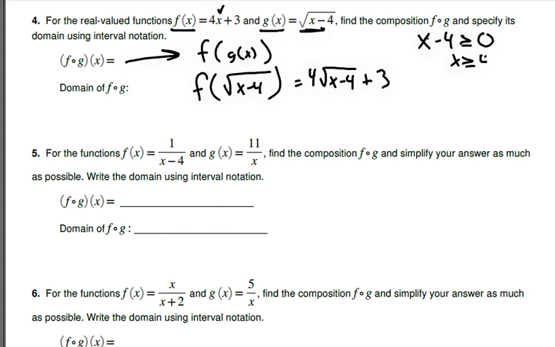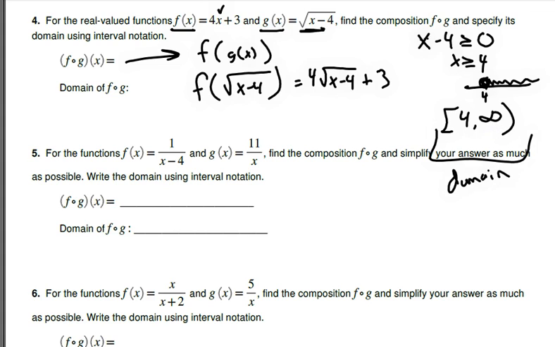So we add 4 to both sides. We have x greater than or equal to 4. Think about that on a number line. So a solid circle there at 4, and everything greater than that. So that would simply be bracket 4 to infinity. Remember, parentheses always go around infinities and negative infinities with interval notation. There's the domain. And then this will really make you smile.